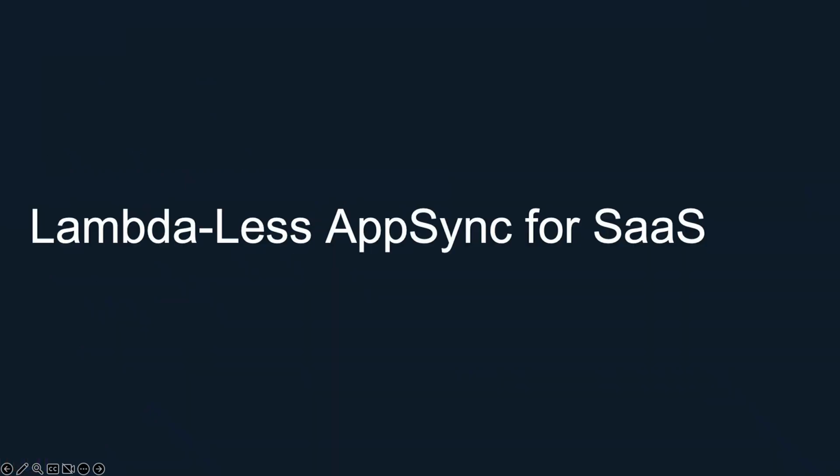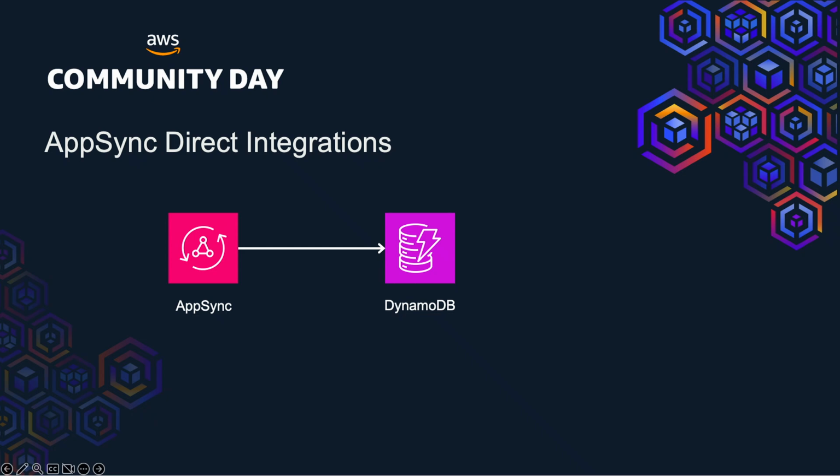All right. Let's talk a little about Lambda-less AppSync for SaaS. For those of you who don't know, AppSync is a GraphQL service in AWS. It just offloads some of the overhead of managing GraphQL. It's actually a really great service, has some great functionality in it. And one of the things it has is the ability to do direct integrations. I'll show the example here of AppSync talking directly to DynamoDB.